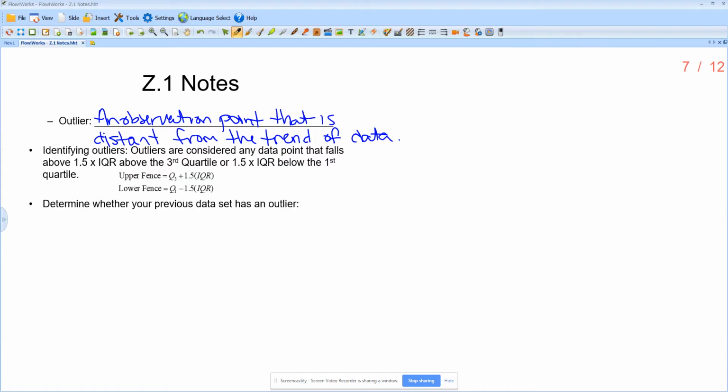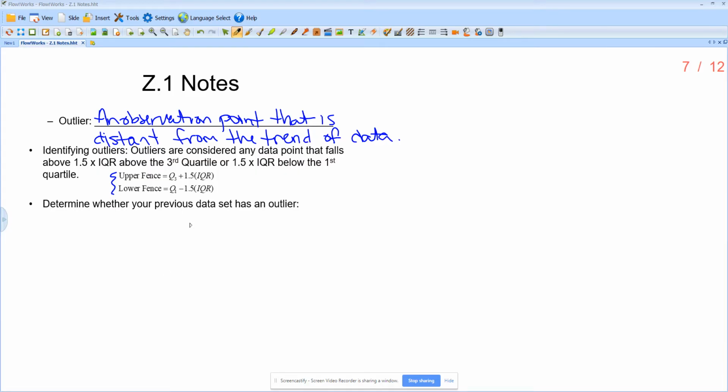So we came up with a way of identifying outliers. Outliers are going to be considered any single data point that falls above 1.5 times the IQR above the third quartile, or 1.5 times IQR below the first quartile. We call these fences. So essentially, if you have a data point that is not within the fences, it is considered an outlier. Your formula for an upper fence is Q3 plus 1.5 times the IQR, and your formula for a lower fence is Q1 minus 1.5 times the IQR.